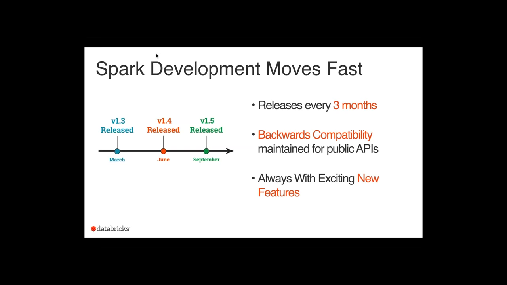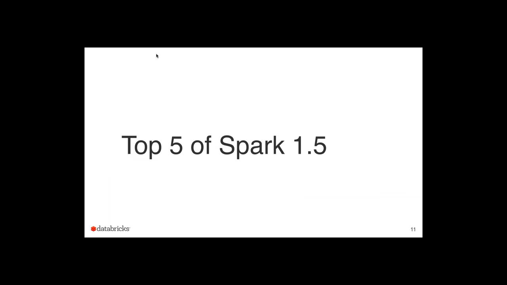And of course, every single release, we want to do something very interesting. Whether it's for data scientists or data engineers, we're always adding new features, new algorithms that are quite important to people. And of course, this makes it such that everyone is always looking to grab the latest version. And perhaps it's not always so easy, because releasing every 3 months is pretty rapid. But with that said, let's talk about some of the most recent features of Spark 1.5.